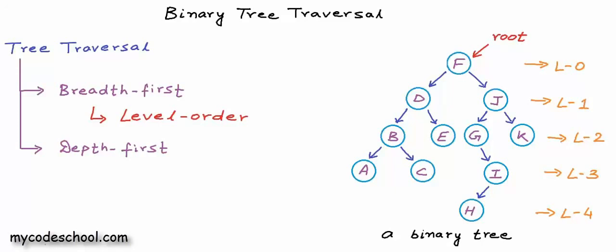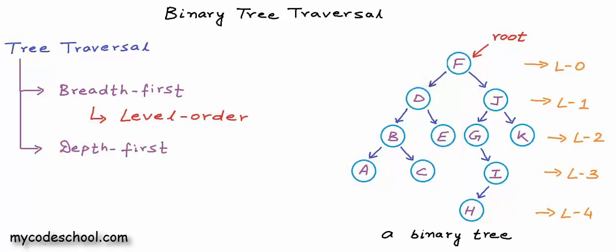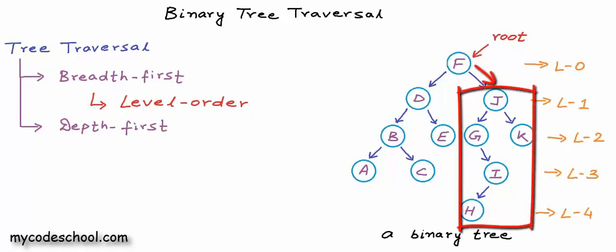In this example tree here, from F, the root node, if we are going left to D, then we should visit all the nodes in this left subtree. That is, we should finish this left subtree in its complete depth. Or in other words, we should finish all the grandchildren of F along this path before going to the right child of F, J. And once again, when we go to J, we will visit all the grandchildren along this path. So basically, we will visit the complete right subtree.